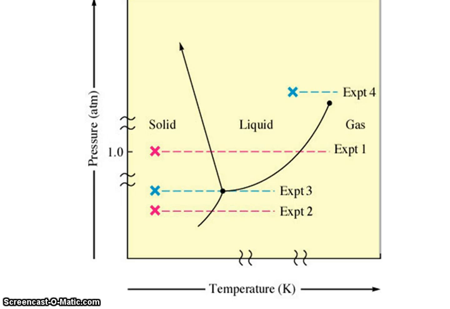Now, in this particular diagram, we've got 4 different experiments that are being explained. So let's start with experiment 1. And experiment 1 is at 1 atmosphere of pressure. And as we increase the temperature, what we're going to notice is originally our substance is in the solid state. Eventually we get to a temperature where the solid changes to a liquid. So that line represents our melting point.